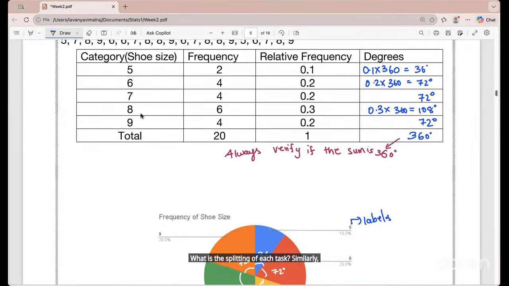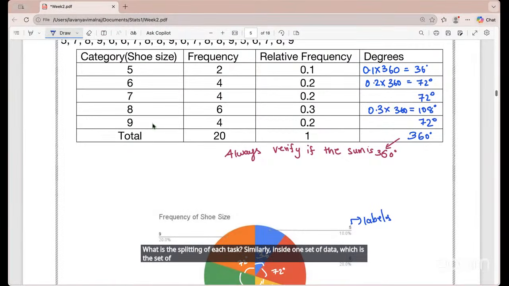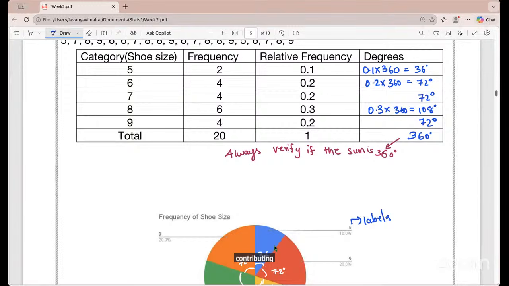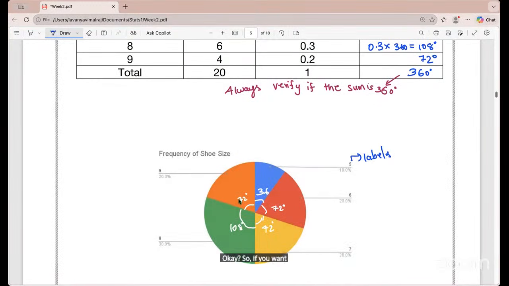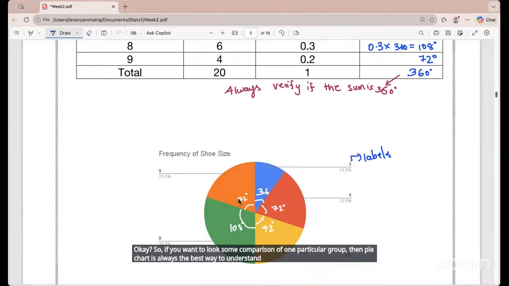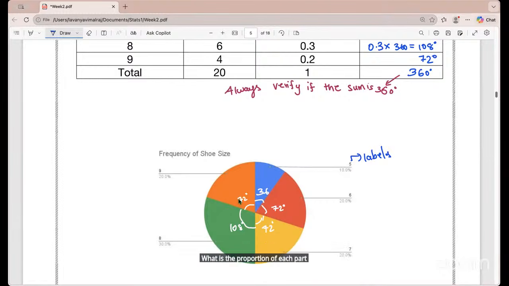Similarly, inside one set of data, say the set of all shoe sizes, you want to see how much each shoe size contributes to one day's purchase. So if you want to look at a comparison within one particular group, then a pie chart is always the best way to understand the proportion of each part inside that group. You understand why a pie chart makes sense?